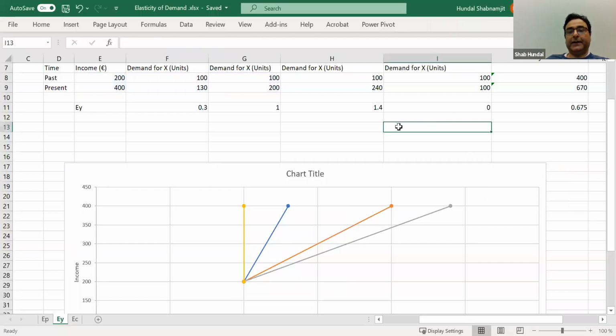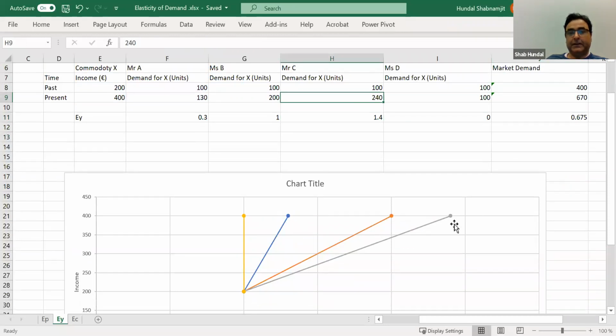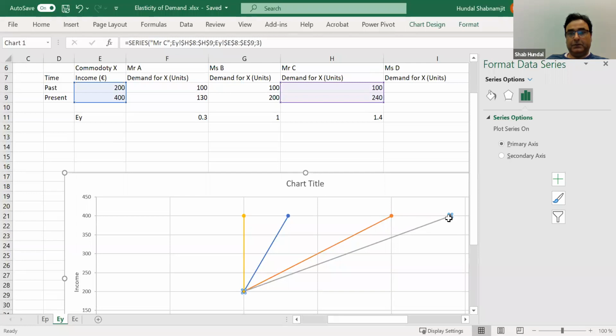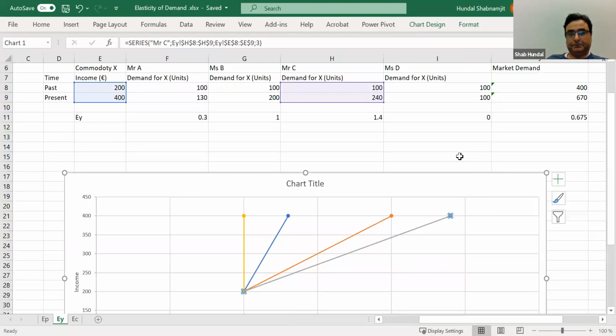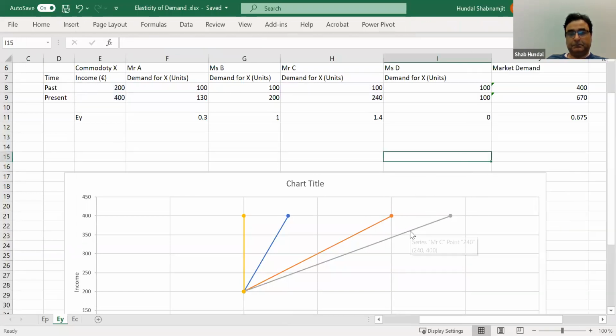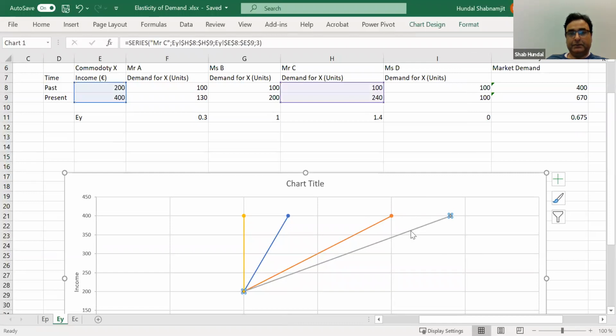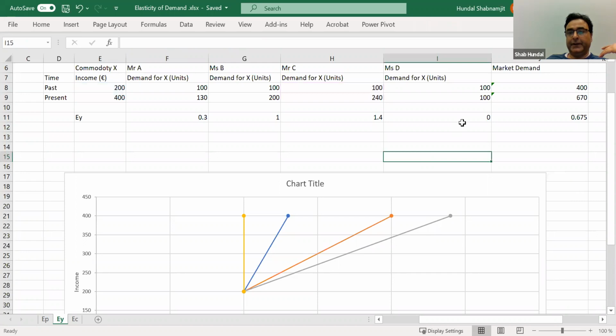And then we also have this very sharp reaction. Who's that fellow? Mr. C. And here, the gray line. And you can see the reaction. So again, then we have D, the reaction is none, so the yellow line.